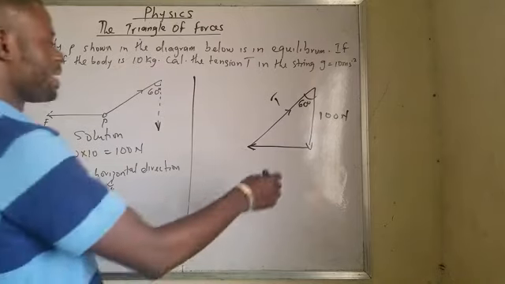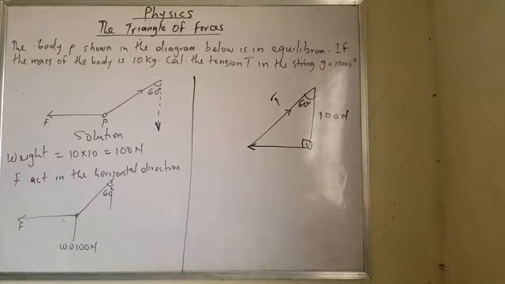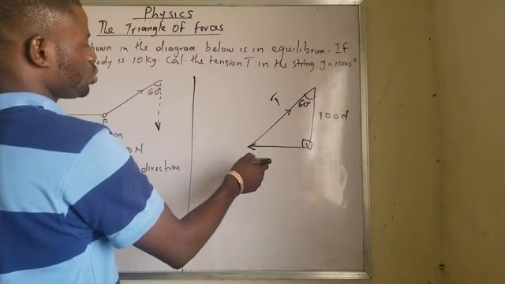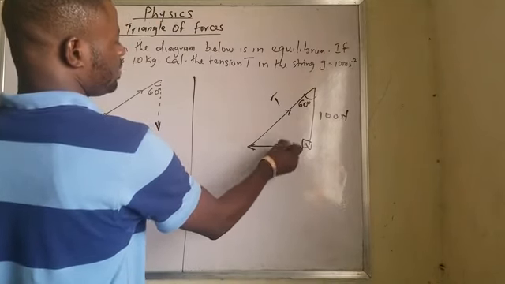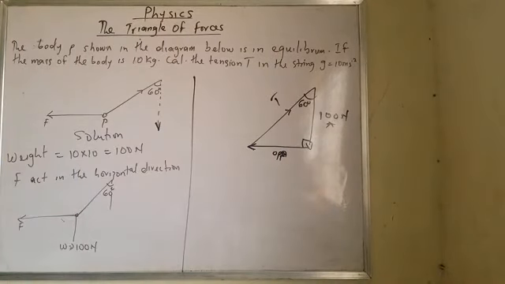Now, here is my 90. How do I solve this type of problem? It means I can say that this will be my opposite. This will be my adjacent. Now, I cannot easily say what I can do to make this real.